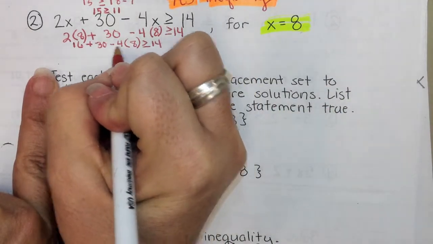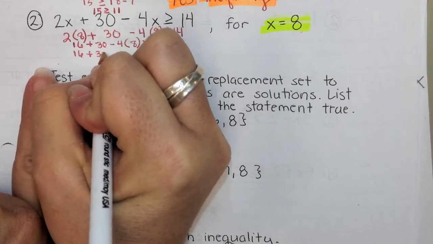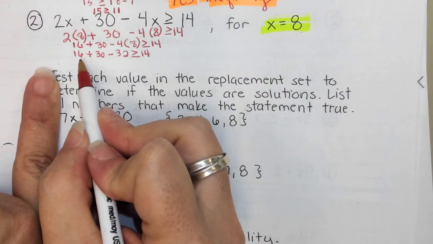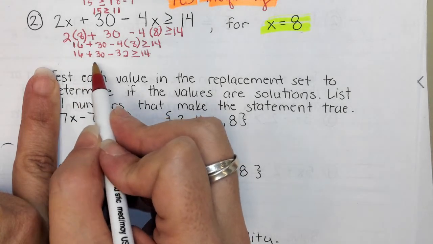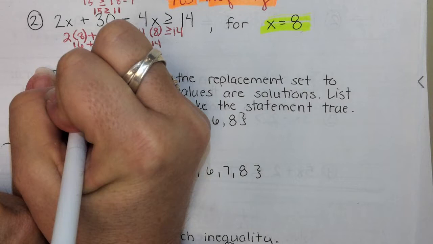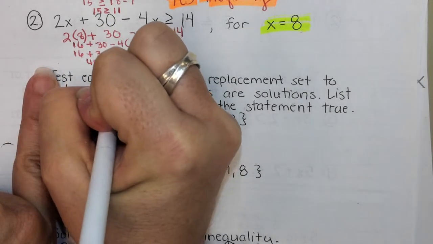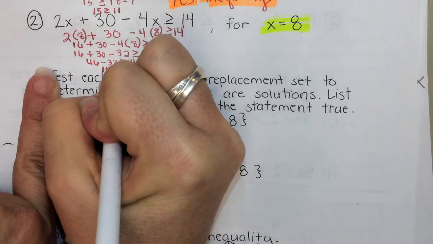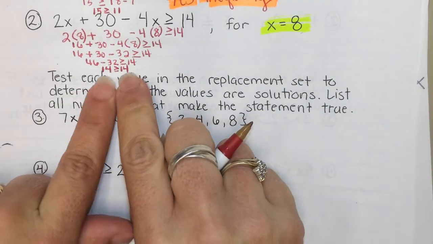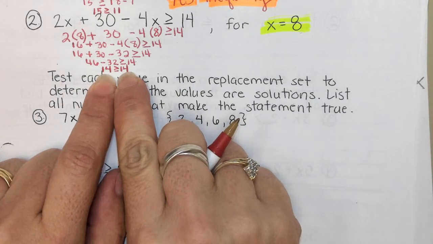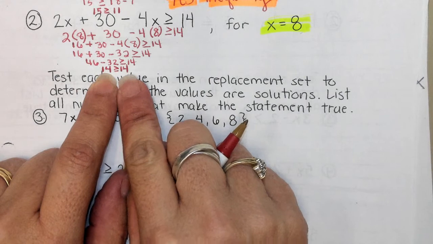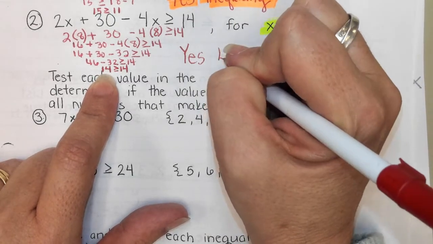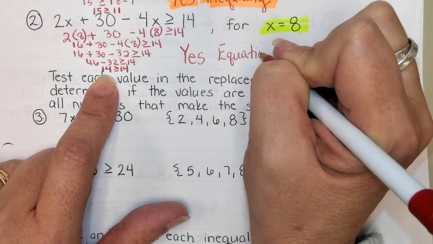The next step would be this multiply. Okay. Now, left to right, add or subtract. Starting with this add. Okay, 16 plus 30 is 46. And 46 minus 32 is 14. Now, my final statement says 14 is greater than or equal to 14. Well, is that true? Yes, it is equal to. It is true, but it's true because it is an equation, because it is equal to.